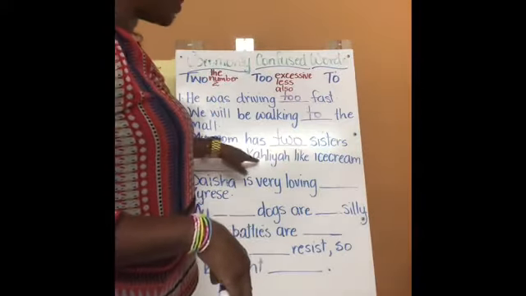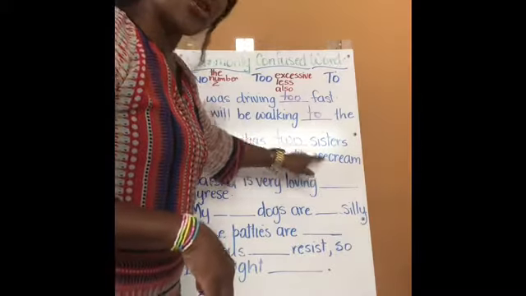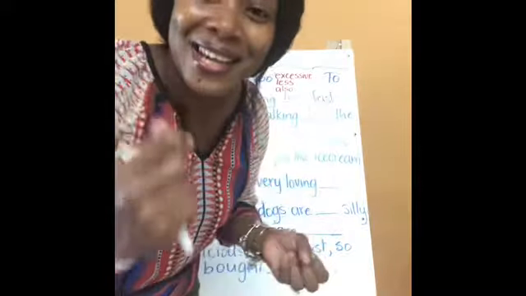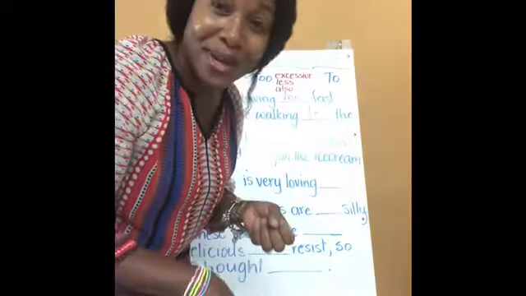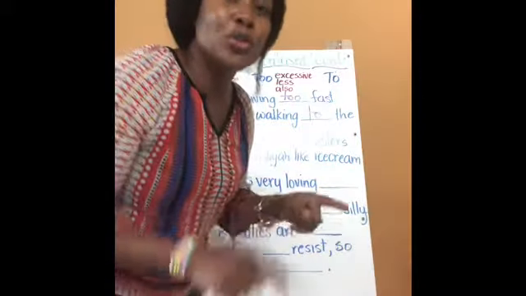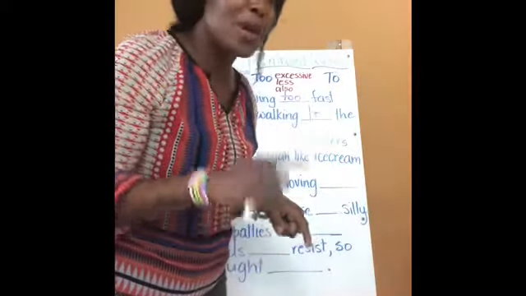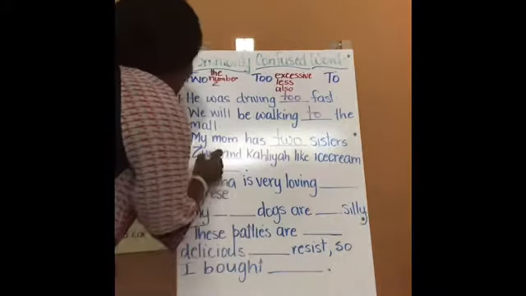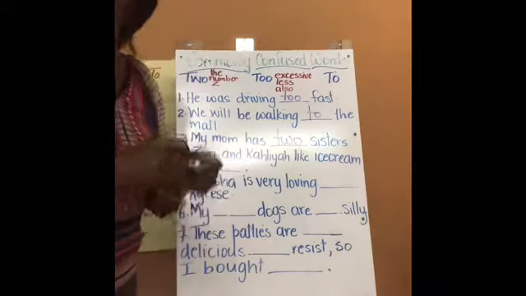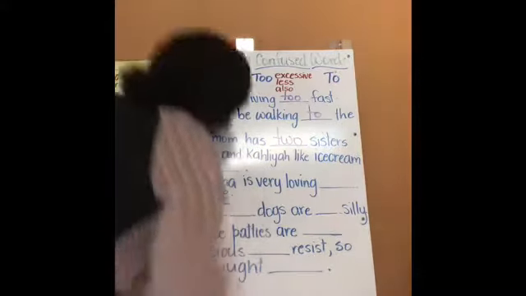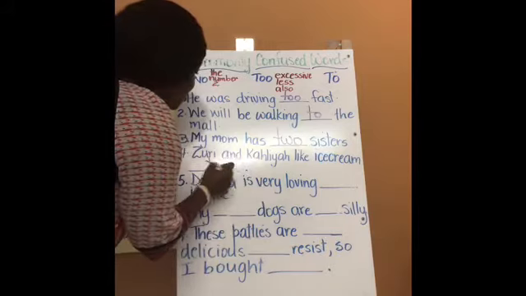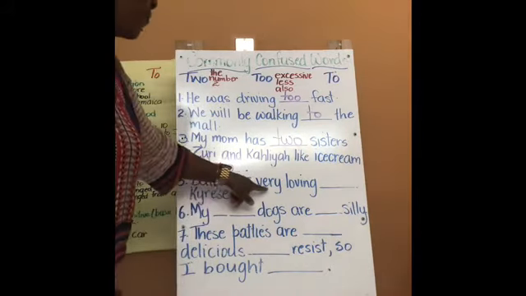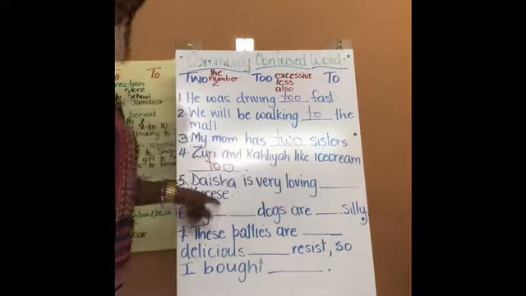Zuri and Kalia like ice cream too. Zuri likes ice cream. Guess what? Kalia also likes ice cream. Kalia likes ice cream. Zuri also likes ice cream. Which one means also again? TOO. That one is finished. TOO. All right.